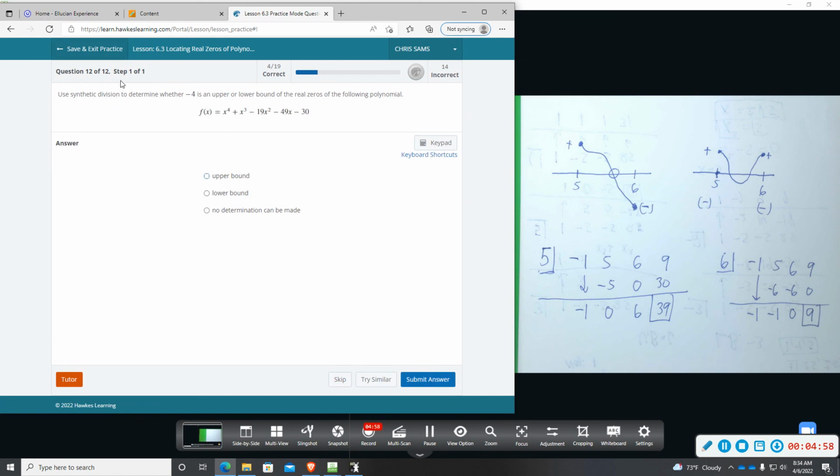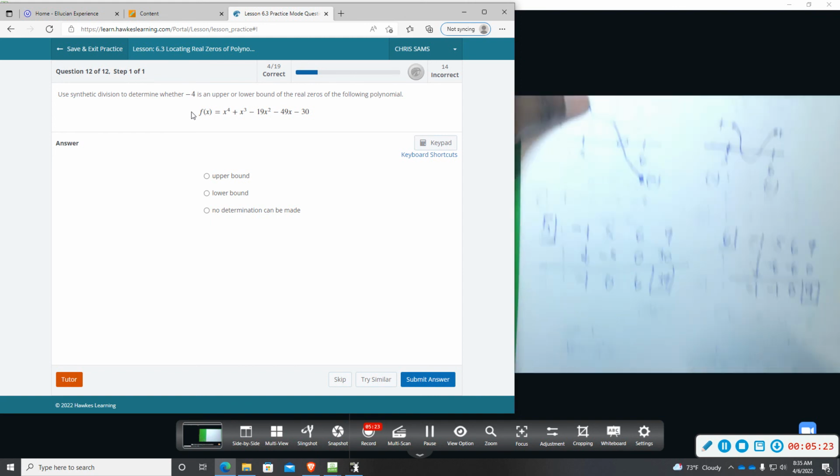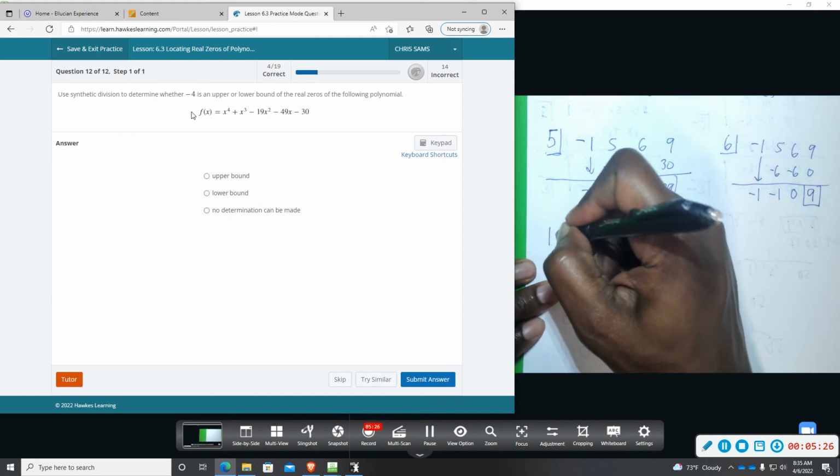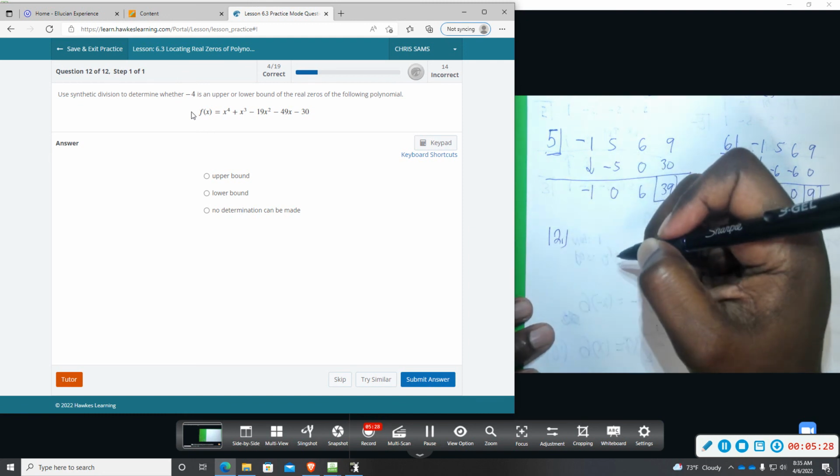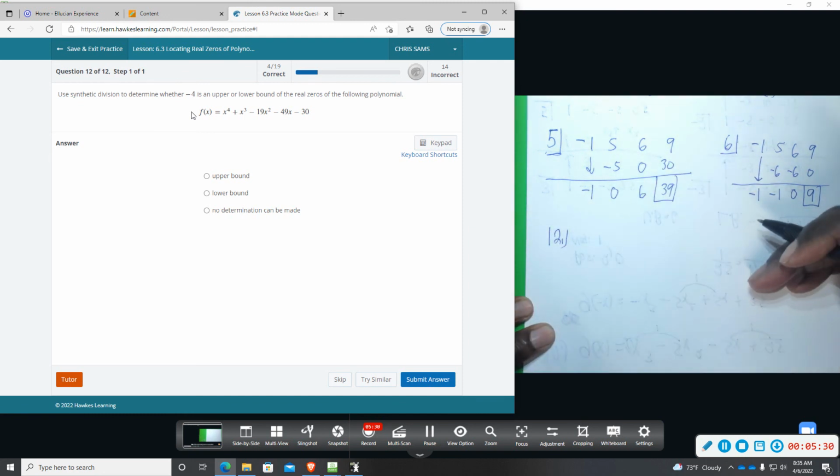And then number 12 wants us to use synthetic division to determine whether -4 is an upper bound or lower bound of the real zeros. Okay, so since we're using a negative number, a negative number would only be possible to be a lower bound. Negative numbers are lower bounds, positive numbers are upper bounds. So we're going to do synthetic division with this one, and we're going to see if the last row is changing signs.